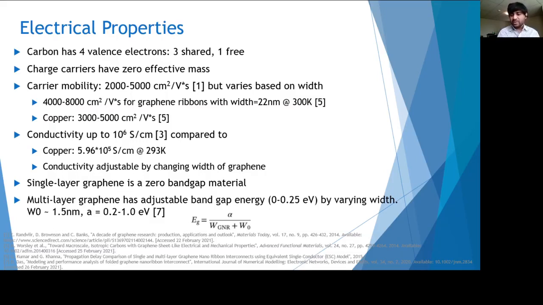Multilayer graphene does have band gap energy, which is adjustable based on width, and the equation is shown here. The range is 0 to 0.25 eV, and the equation is alpha over W_GNR plus W naught. That gives you the band gap energy.